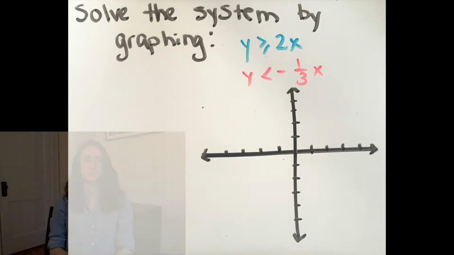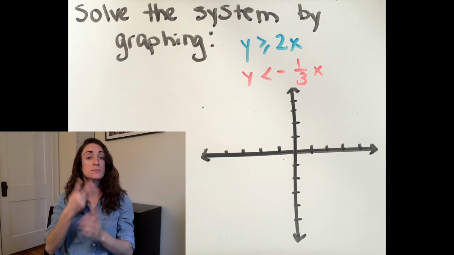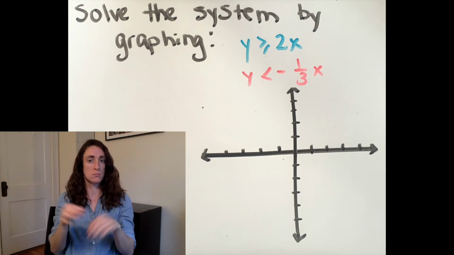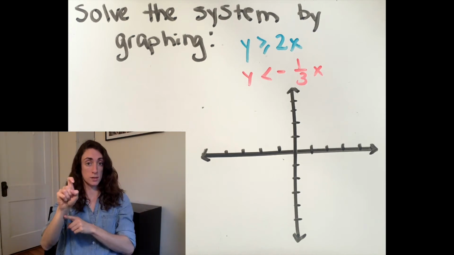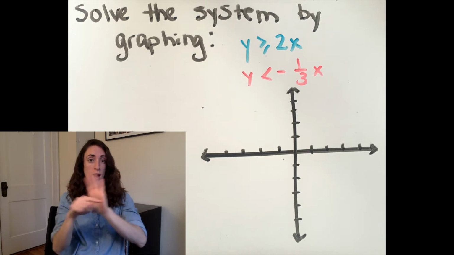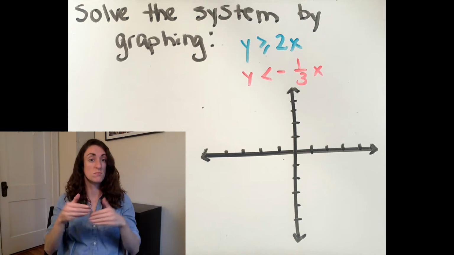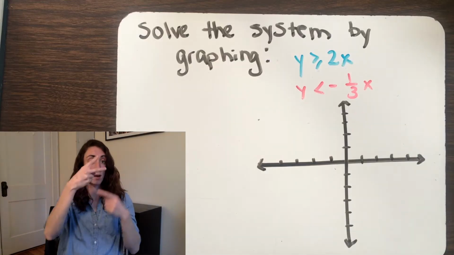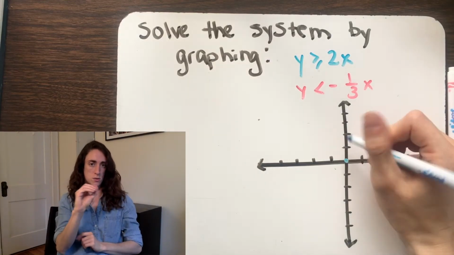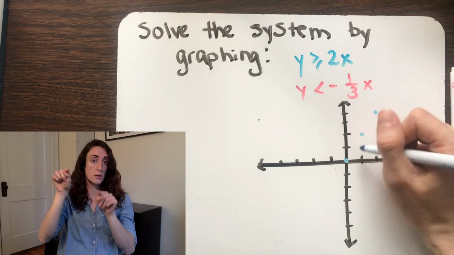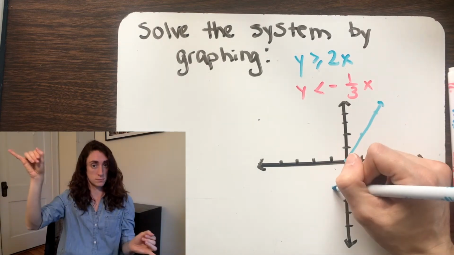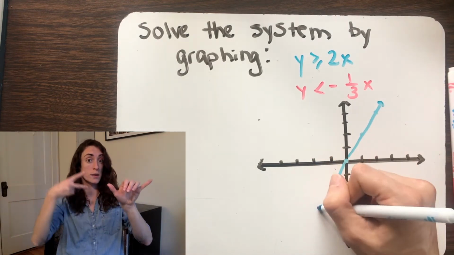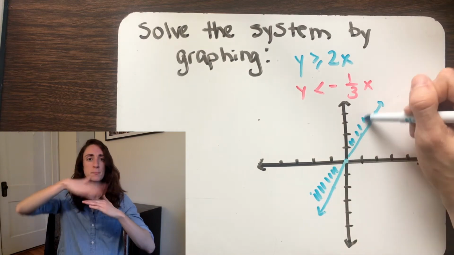So let's look at this example. We've got a system of inequalities. y is greater than or equal to 2x, and y is less than negative 1/3 x. So we can go ahead and graph these and see where they overlap. So for y is greater than or equal to 2x, we'll start at the y-intercept of 0, give a slope of 2, and connect those with a line. And we'll use a solid line because we've got a greater than or equal to symbol.